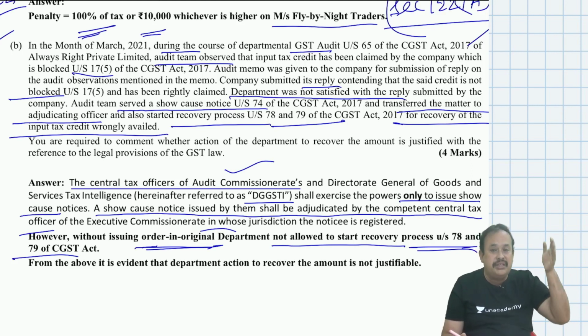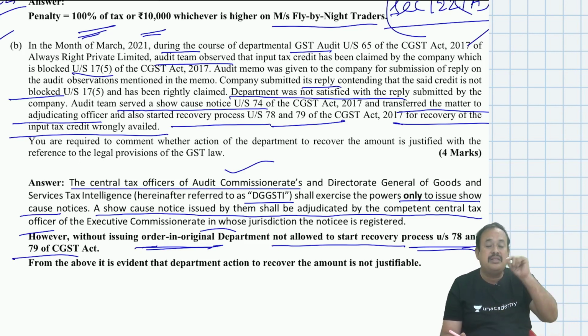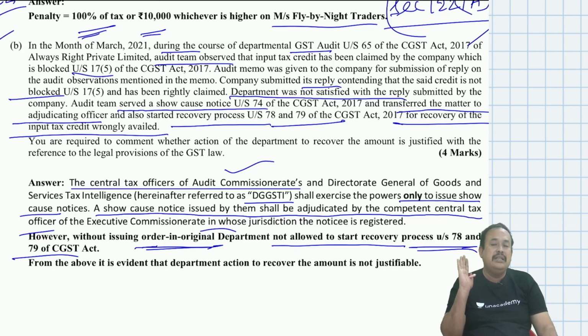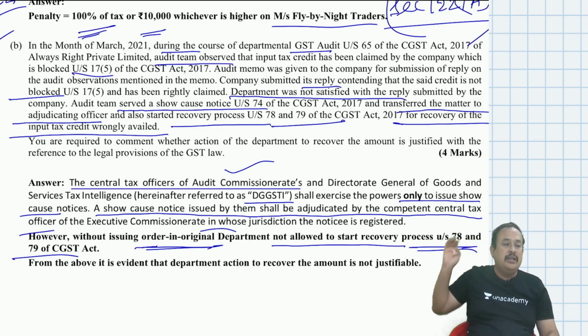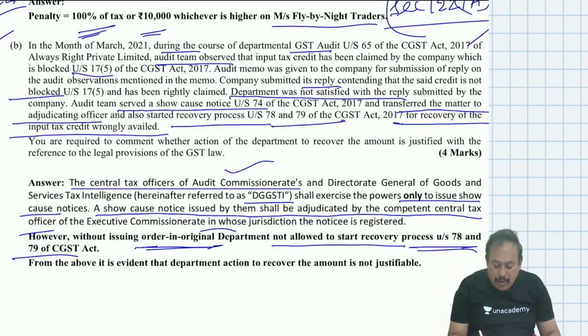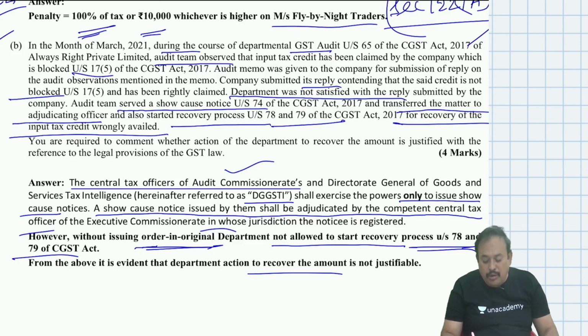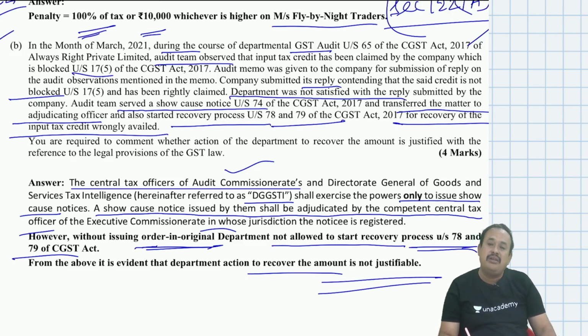A show cause notice issued should not initiate recovery unless you pass the order in original. Therefore, issuance of a show cause notice to that extent is valid, but initiating recovery proceedings under Sections 78 and 79 without issuance of an order in original is not valid. From the above, it is evident that the department's action to recover the amount is not justifiable.